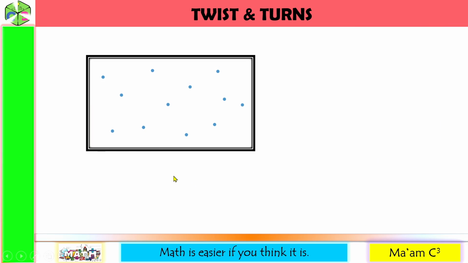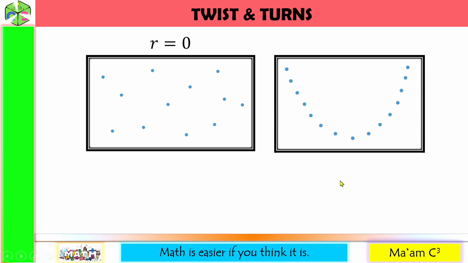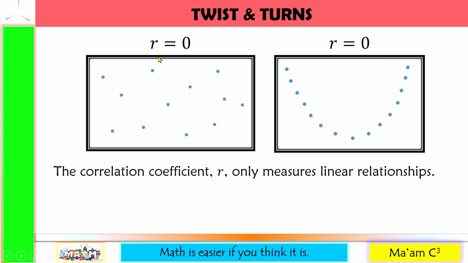If I'm going to ask you to estimate what is the value of R in this picture, and if your answer is 0, then you are correct. Here is another picture. You see earlier that the value of R here is also 0. Let us analyze. A correlation of 0 does not mean zero relationship at all. Rather, it means zero linear relationship. As you can see here, R equals 0 could be zero linear relationship or a strong curvilinear relationship. So this means correlation coefficient R only measures linear relationships.